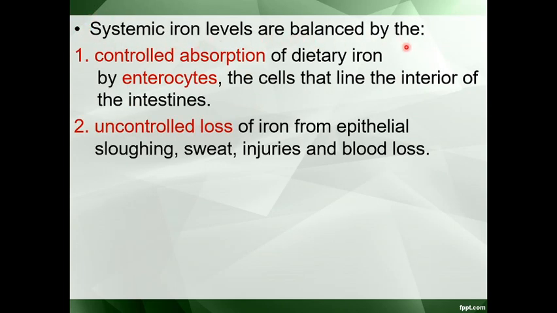Systemic iron levels are balanced by controlled absorption and uncontrolled losses. Controlled absorption of dietary iron is by enterocytes, the cells that line the interior of the intestine. Now, what happens in uncontrolled loss? Epithelial shedding, the menstrual cycle, sweat, which you cannot do anything about, are uncontrolled losses, along with injuries and blood loss due to other causes. Obviously, when blood is lost, RBC is lost, hemoglobin is lost, and iron is lost.